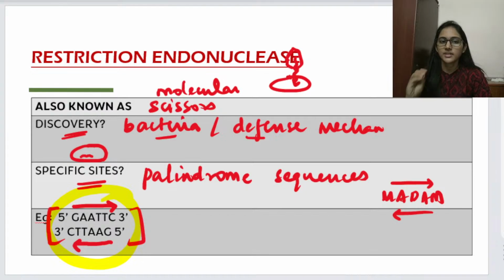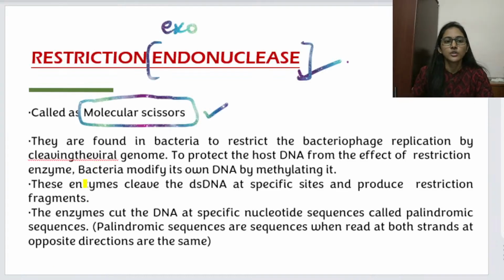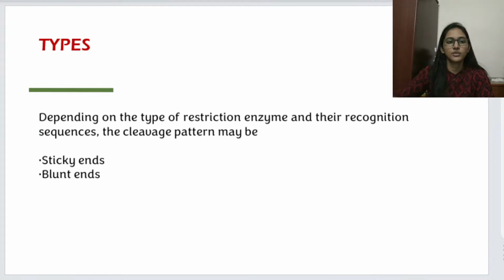So this is all about your restriction endonuclease. From where have we identified it? We have identified it from bacteria. Many bacteria produce different restriction endonucleases. They use them for their defense mechanism to protect themselves from the bacteriophage, and they cut at specific sites called palindromic sequences. Now let me tell you, there are two types of cleavages. Two types of cuts are there. One is the sticky end producing restriction endonuclease, and the other one is the blunt end producing restriction endonuclease.